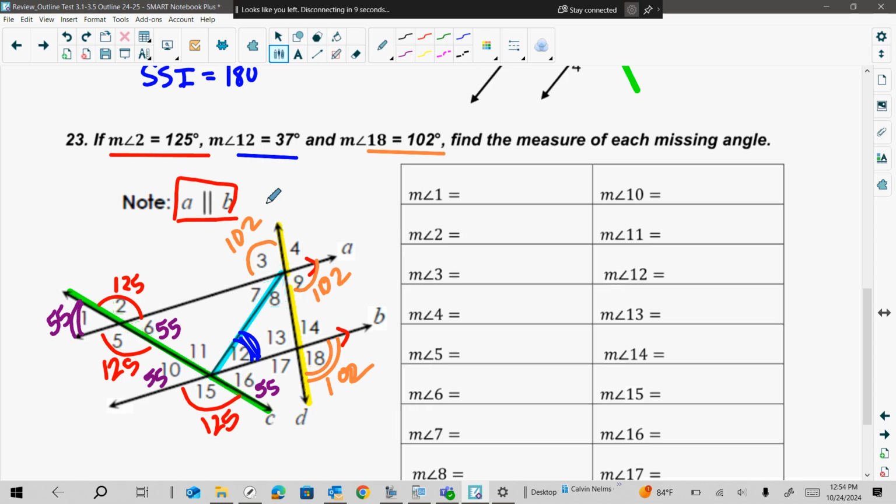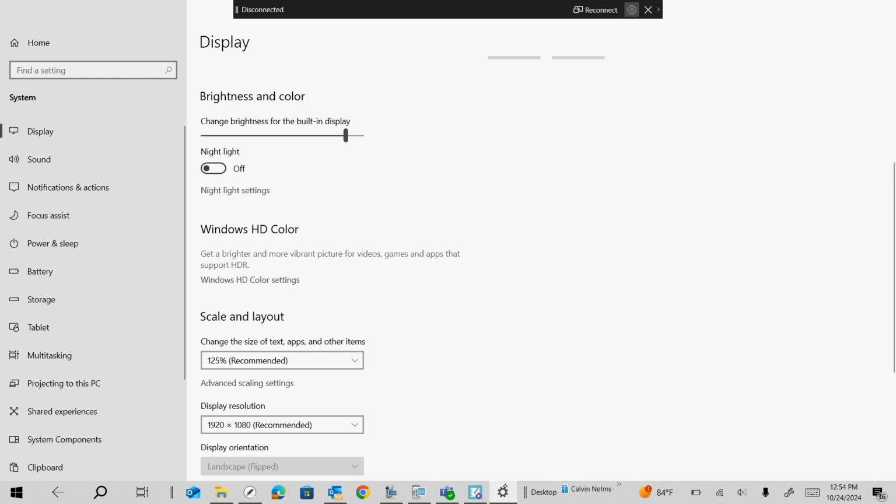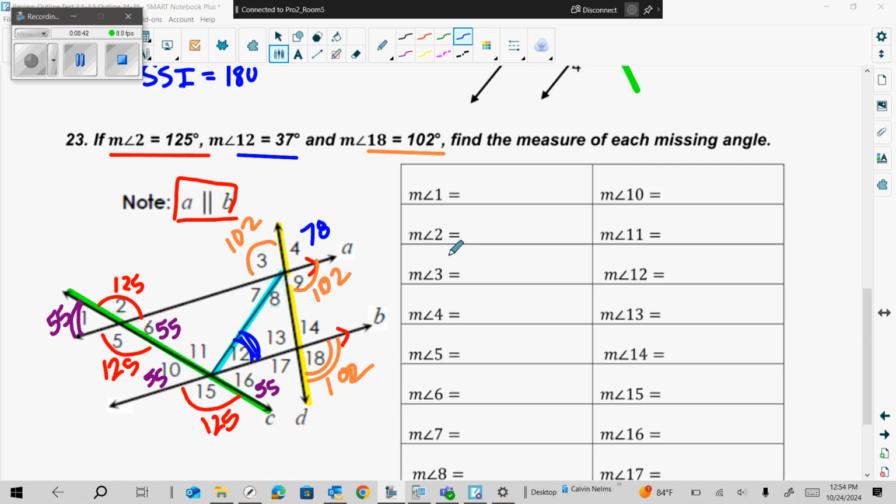All right, how do I get angle 4 here? Yep, so that would be 78. And then who else would be 78? Yep, 17. Yeah, 14 is also 78.